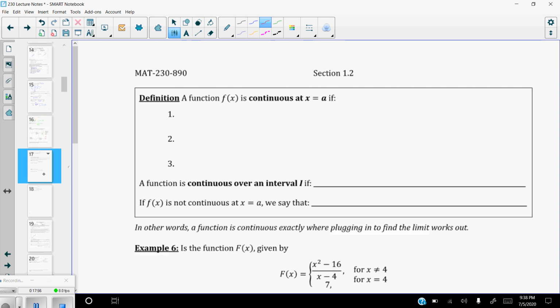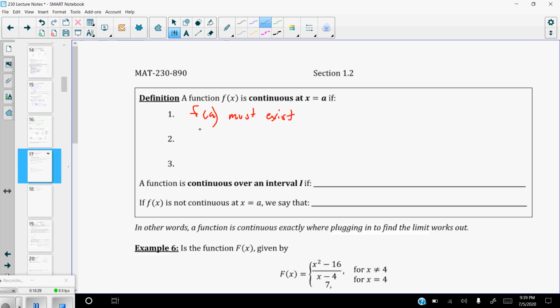All right, so here is the actual definition of a continuous function at x equals a. It's got three criteria, and these are very important because these are pretty much how the whole continuity is defined. Okay, criteria 1. f(a) must exist. In other words, there has to actually be a value there on the graph at x equals a.